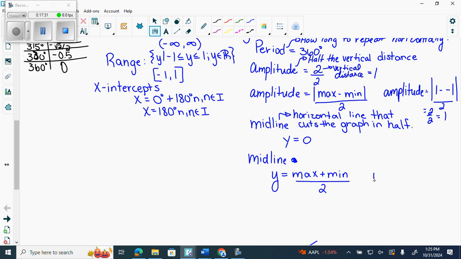So in this case, we would have y equals 1 plus negative 1, divided by 2, which is 0 divided by 2, so it's y equals 0.